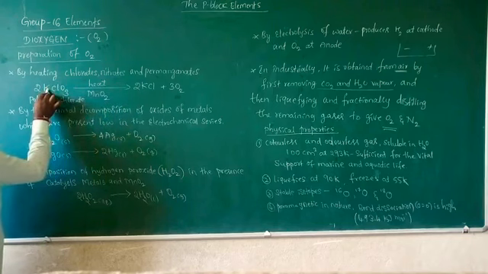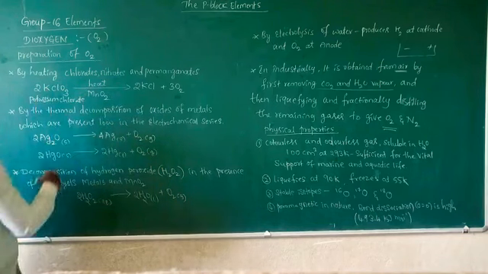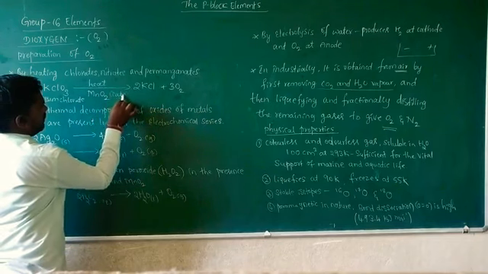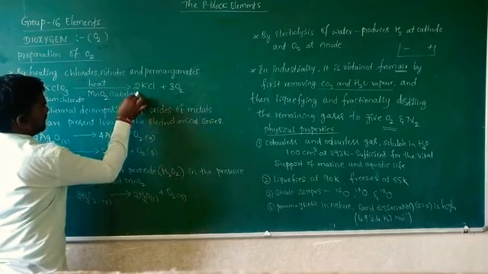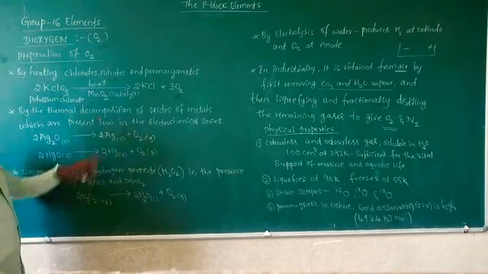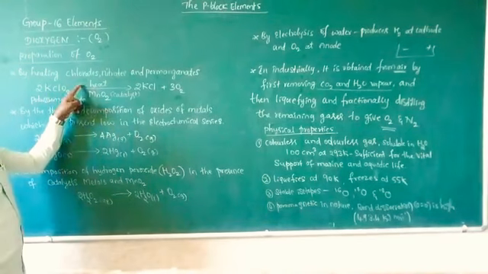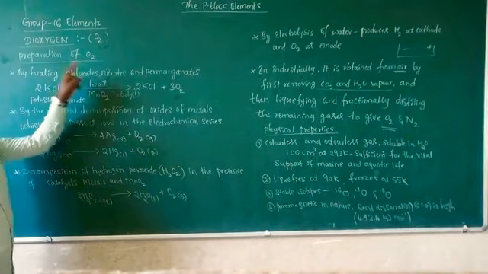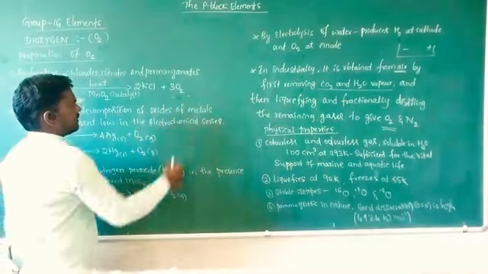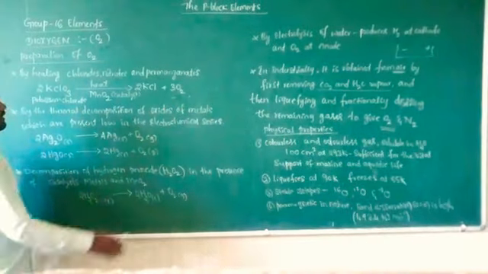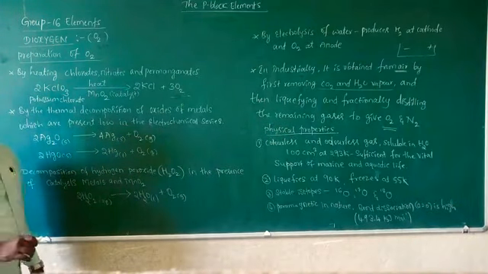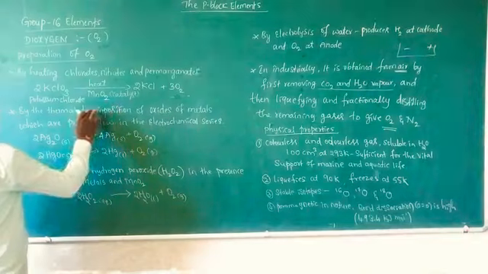By heating potassium chlorate in the presence of MnO2, here MnO2 acts as a catalyst. What is the function of the catalyst? Catalysts are used to increase the rate of reaction. After heating, the potassium chlorate converts into KCl and O2, oxygen. This is the preparation of dioxygen from heating potassium chlorate in the presence of MnO2.